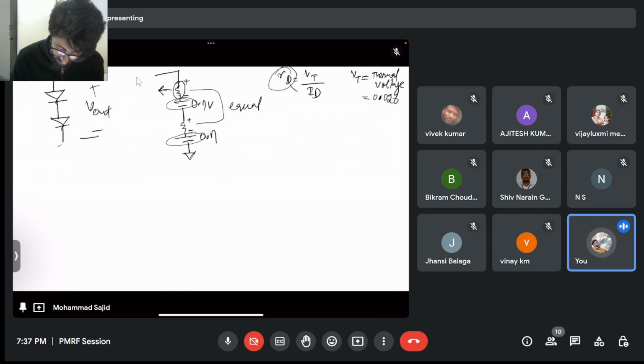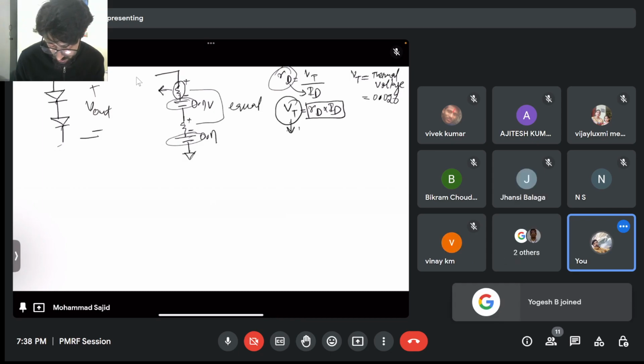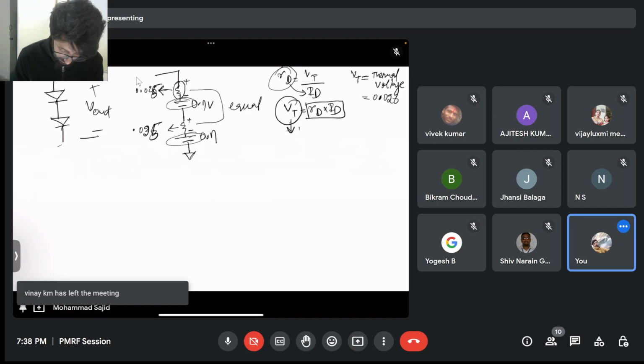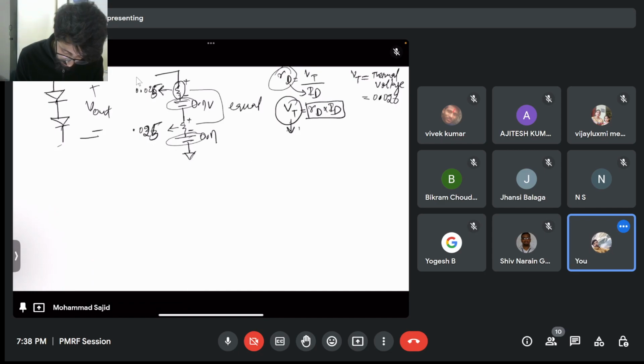If you just cross multiply this, you have VT equal to RD into ID, right? Now the potential across this resistor is simply VT, right? So here the potential drop will be 0.026, sorry, and they have given it as 0.025. Right? Is this fine? So the total potential drop across these resistors, we will add them, 0.05.